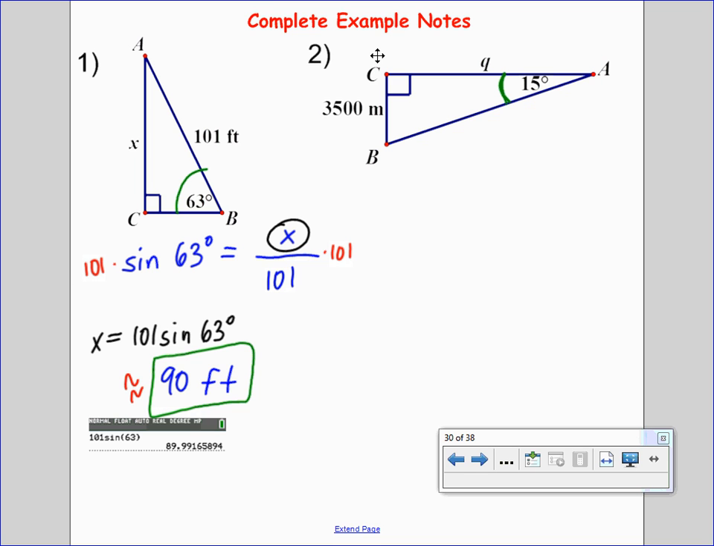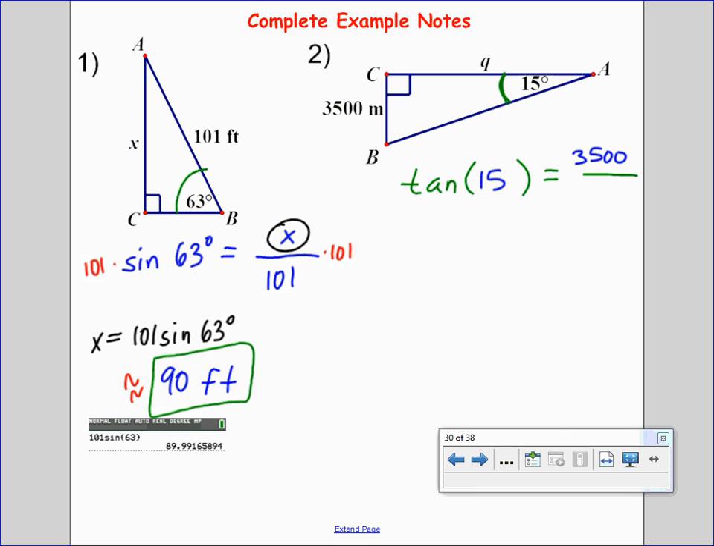What trig ratio, sine, cosine, or tangent, relates opposite and adjacent? Hans? Tangent. Great. Thank you. Our equation will involve tangent. Remember, trig function of an angle equals a fraction. In this case, my acute angle is 15 degrees, and my fraction for tangent is the ratio of opposite over adjacent. So opposite 15 degrees is? 3,500.